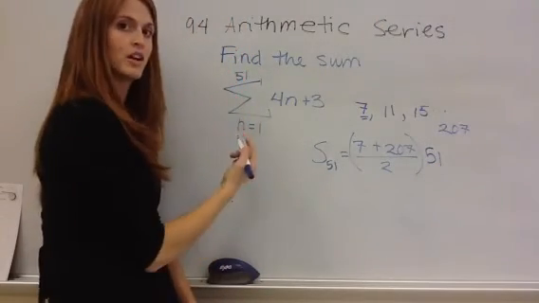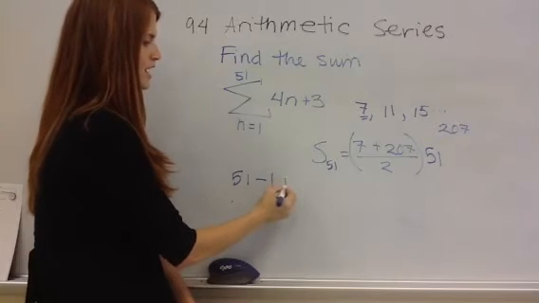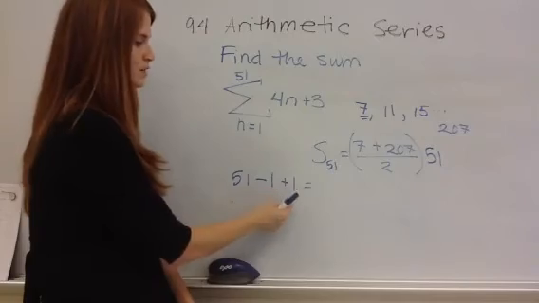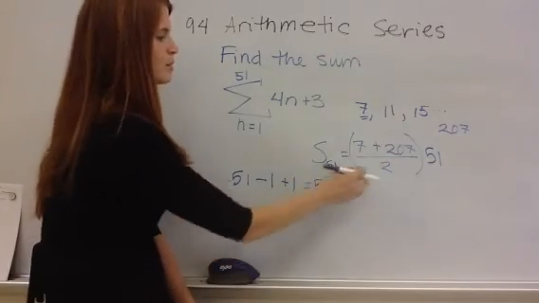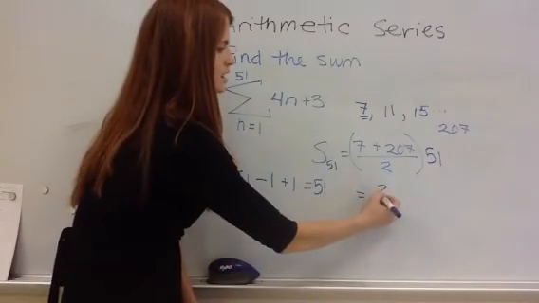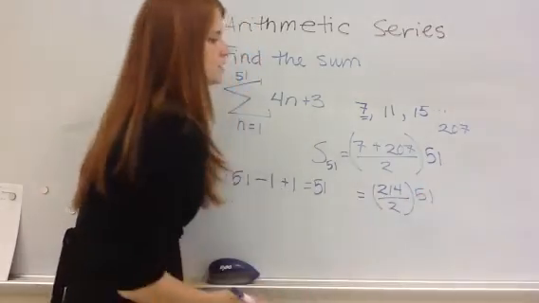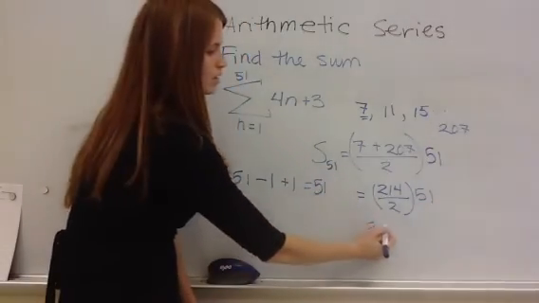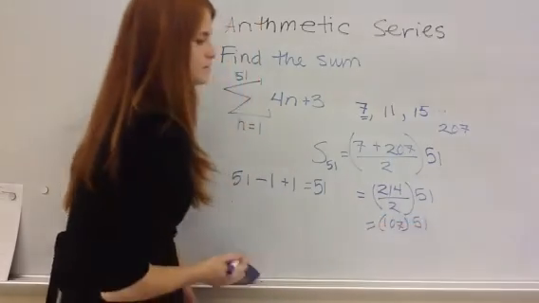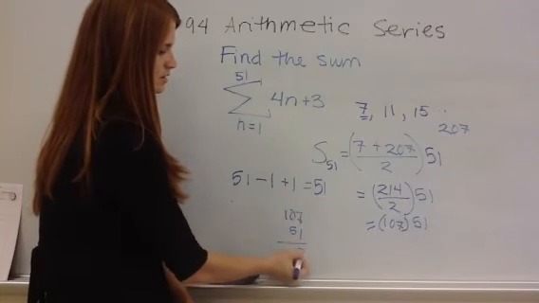If you want to do it the methodical way, you can take the 51, subtract your bottom number, and then add 1. 51 minus 1 gives me 50. If I add 1 to it, I get 51. It's another way of coming up with that number. Now that we have it, we want to add all this together. This is going to give me 214 over 2 times 51. Then this is going to give me 107 times 51. And I'm not so good at that in my head, so let's see what we get.